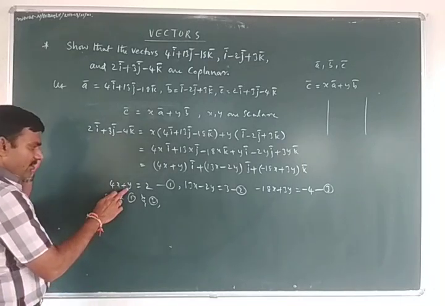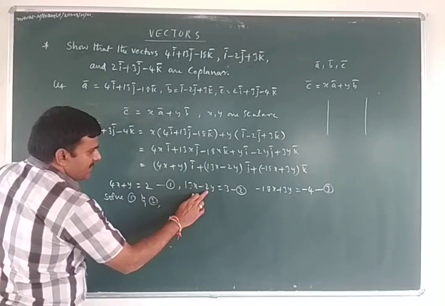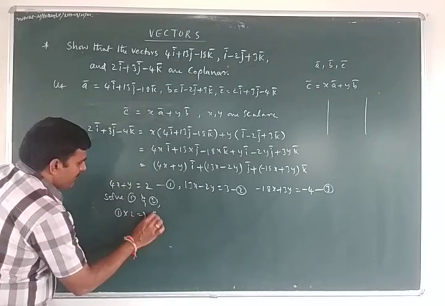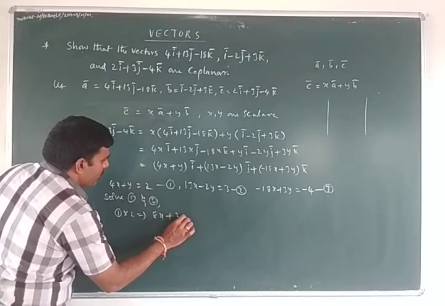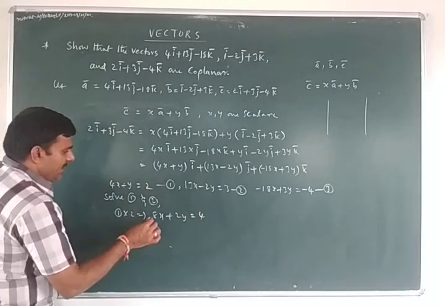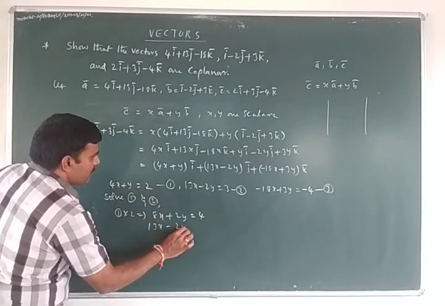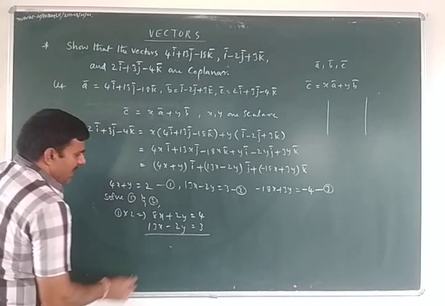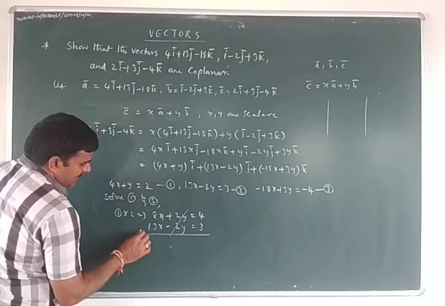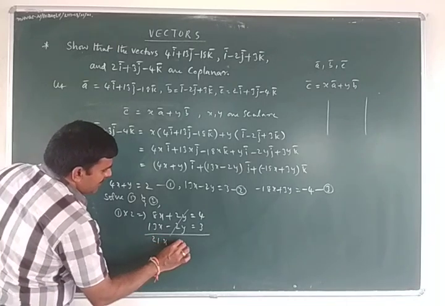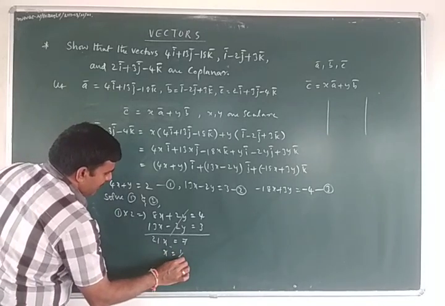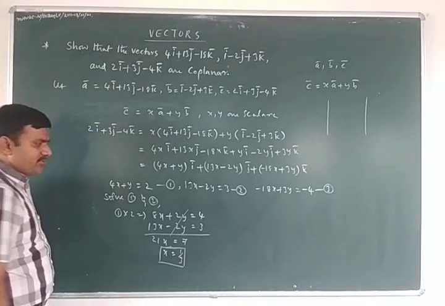Here the y coefficient is 1 in one equation and 2 in the other. So multiply the first equation by 2, then we get 8x plus 2y is equal to 4, and here 13x minus 2y is equal to 3. Add these two equations: 8 plus 13, 21x is equal to 7. So x is equal to 1 by 3. The x value is 1 by 3.